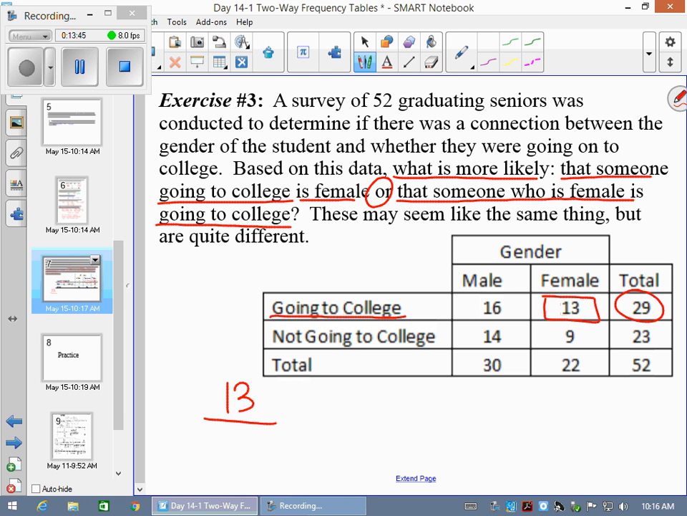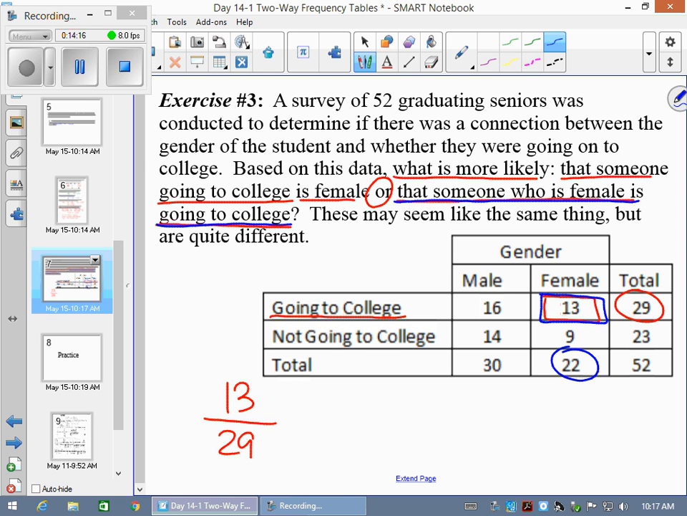And let's look at the other piece. What about someone who is female that is going to college? So now I need to look at this differently. I need to now look at the total of people that are female that were surveyed. So there were 22 people surveyed that were female. And of those 22 people, again, 13 of them were in the going to college category. So now we're looking at 13 out of 22.